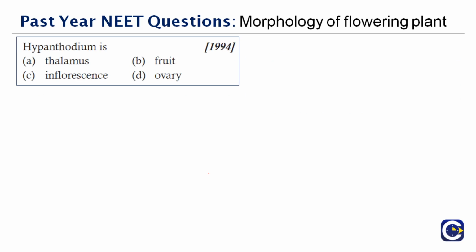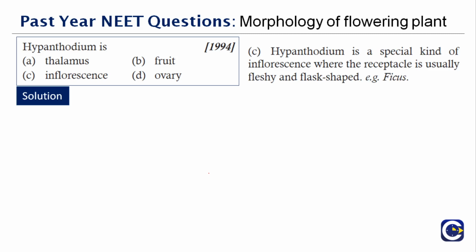Hypanthodium. Okay, hypanthodium is dash. So what do you think will be the answer here? Hypanthodium is a special kind of inflorescence where the receptacle is usually fleshy and flask shaped. And I've given you an example, it's ficus. Okay, so it's inflorescence. If you want to know any other information about this, well, I'll provide.